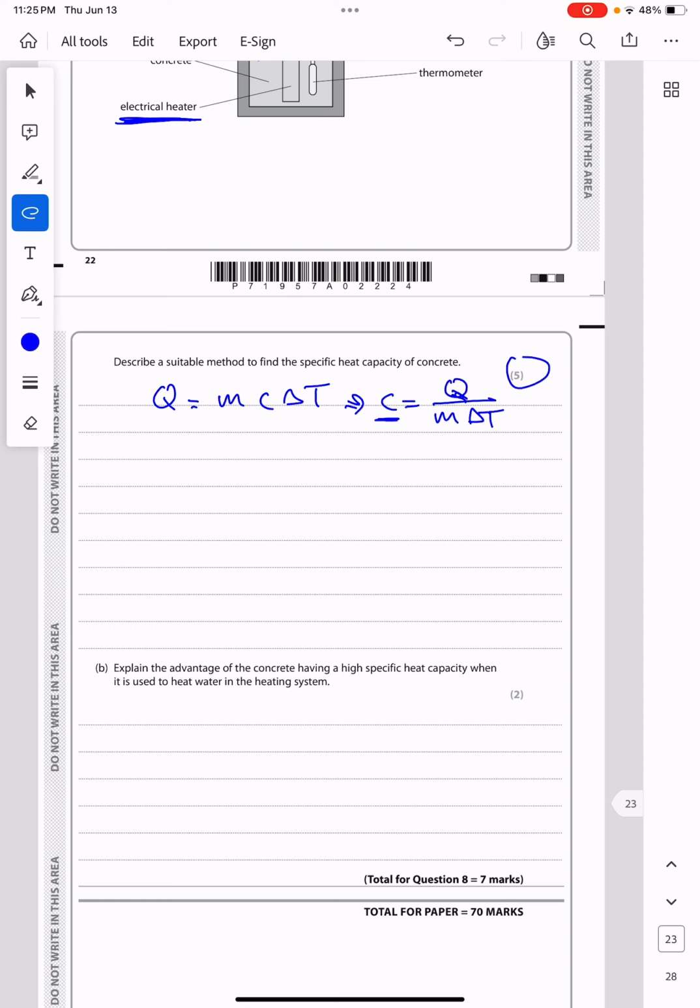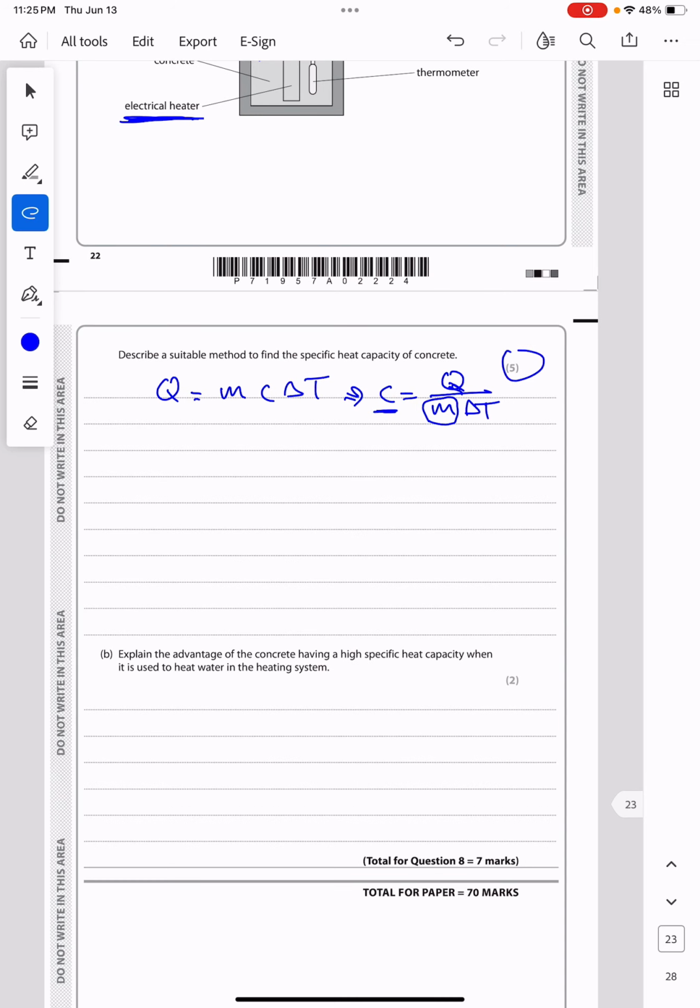So let's start one by one. Let's start with the mass. It seems the easiest to be found. The first thing that we should think about when we try to design an experiment regarding specific heat capacity is, how can I measure the mass? Well, you will have to use a balance. How to measure the mass is using a balance. This is for the mass, and you're gonna get a point.